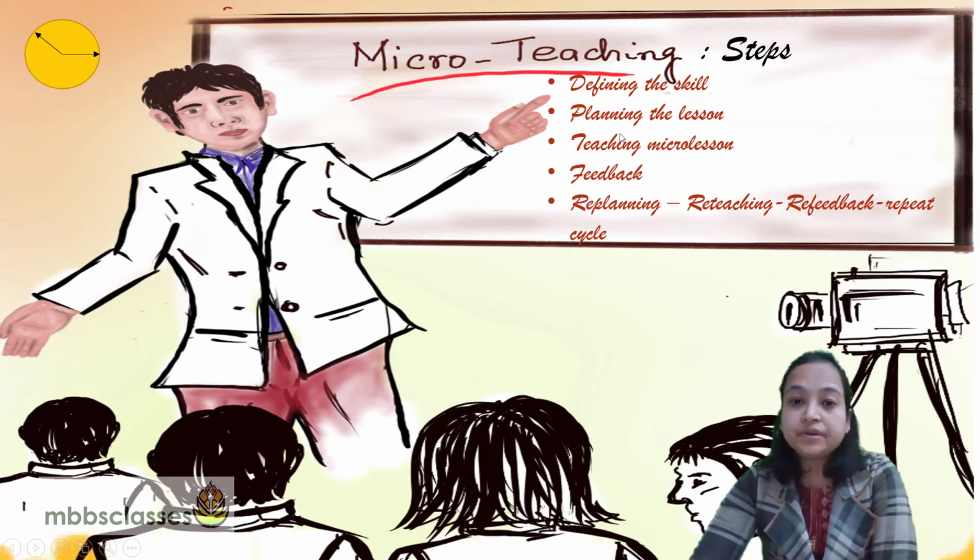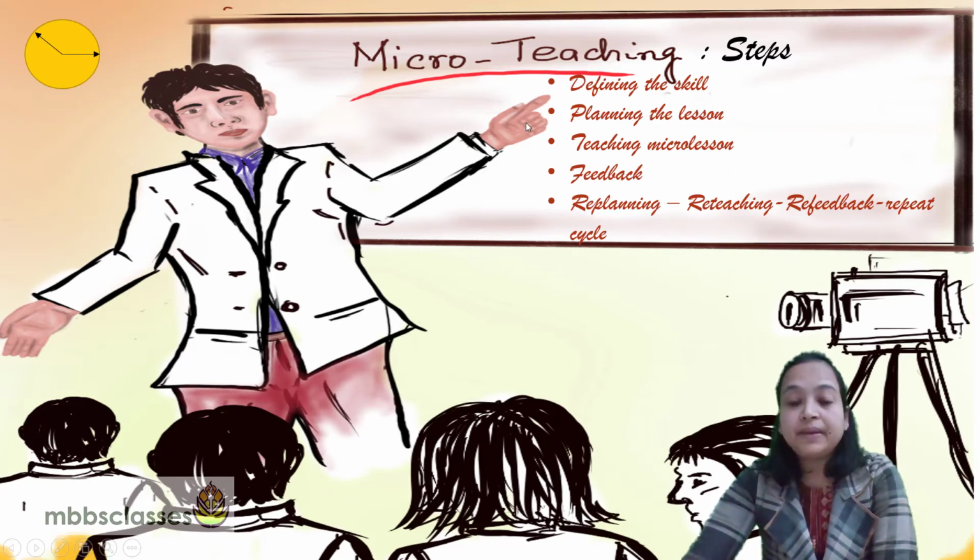Now, what are the different steps of micro teaching, which is today's class. The first and important step is to define the skill. We decide which skill we are going to improve or practice. So we must define the skills to be practiced prior to the micro lessons.